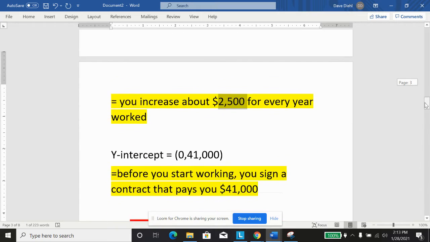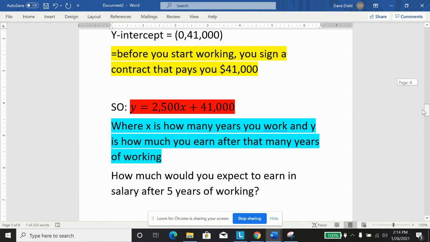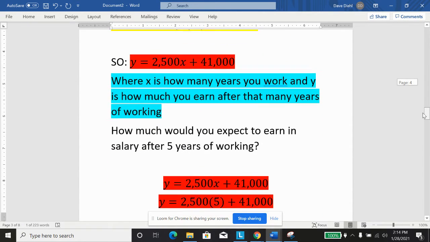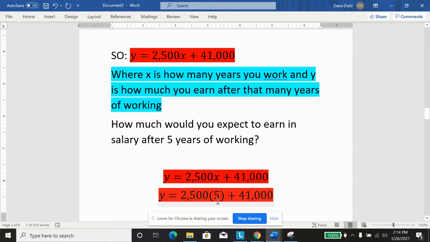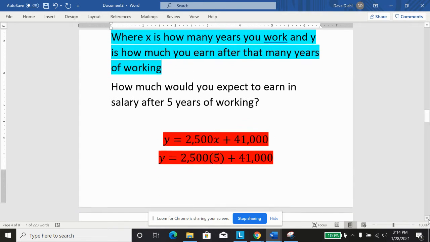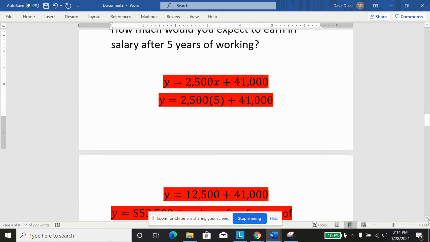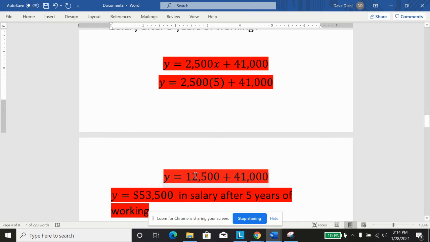So how can you use this to predict the future? Well, let's say I wanted to know how much I would earn after 5 years of working. Well, you would plug in 5 for X, then you would follow order of operations and multiply it by 2,500, and you would get 12,500. That means you increase $12,500 in 5 years. Then you would add the 41,000 that you started with, and that means your salary is about $53,500 after 5 years of working.